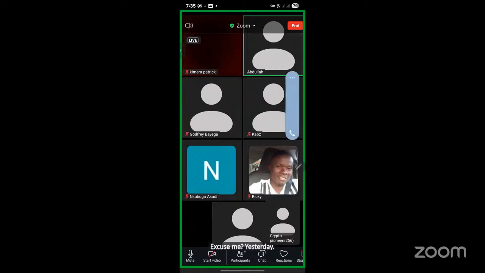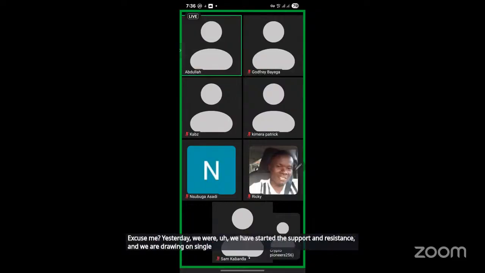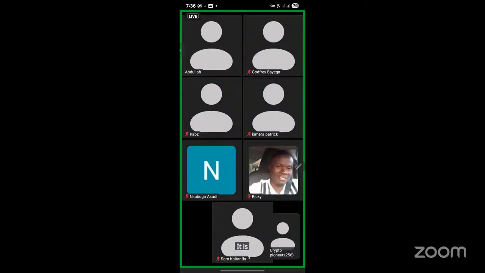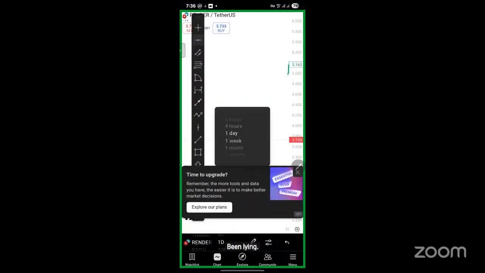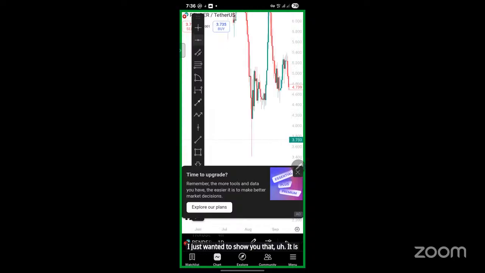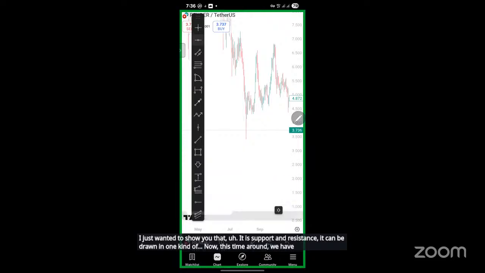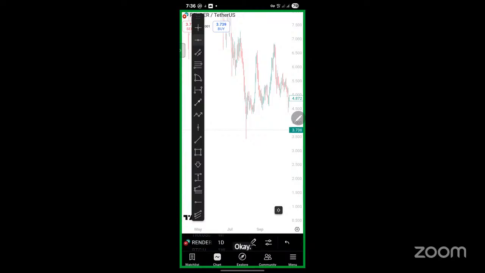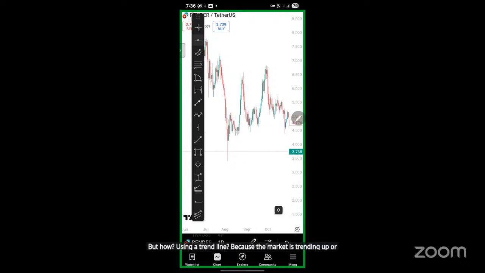Yesterday we started support and resistance, and we were drawing on a single candle, but now it's a continuation with the trend line. Yesterday I just wanted to show you that support and resistance can be drawn on one candle. Now, this time round, we have drawn it on a group of candles. But how? Using a trend line, because the market is trending up or down. And now things are adding.